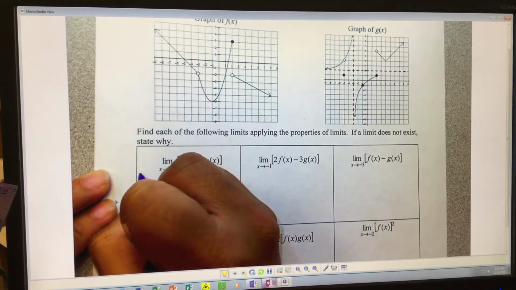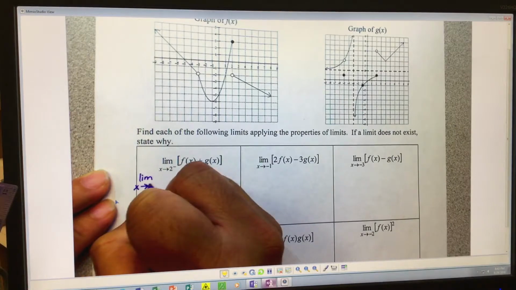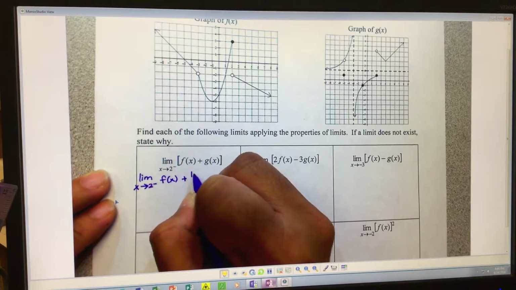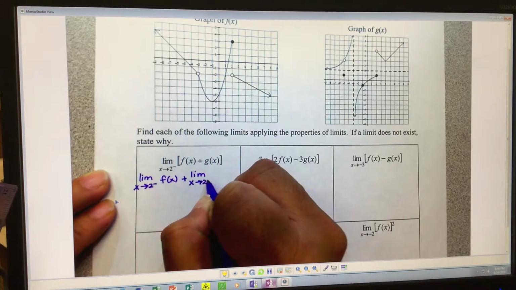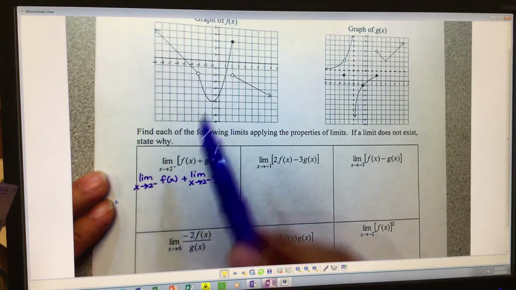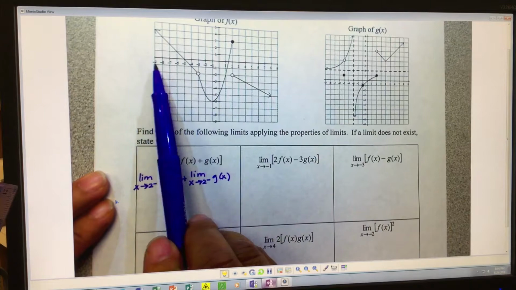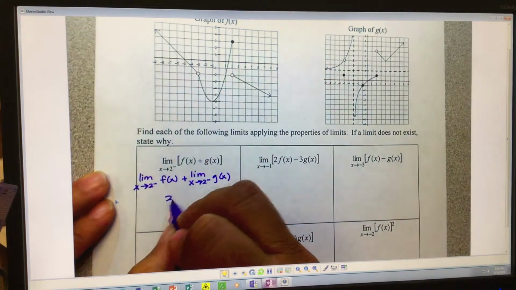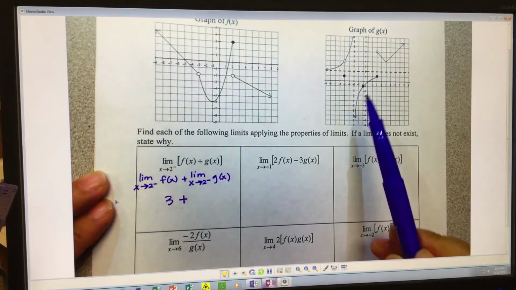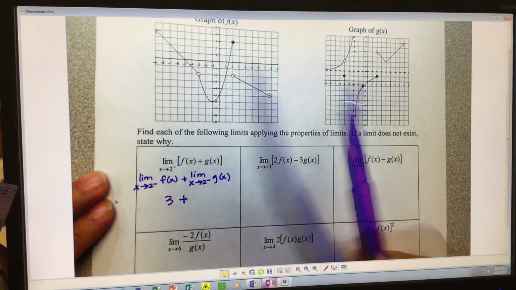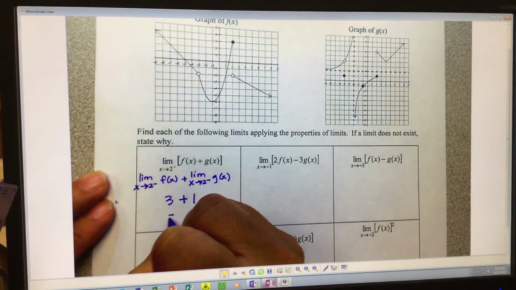So again, when we write this out to establish that we understand what's happening, we're going to write it separately, because the writers want to see that you understand what is happening here. Because this is addition, we're going to use addition. So we're going to look at 2 from the left. From the left up here, that's going to approach 3. And then g of x here, as it approaches 2 from the left, that will hit 1. So that answer is 4.